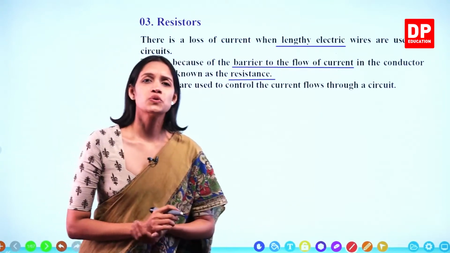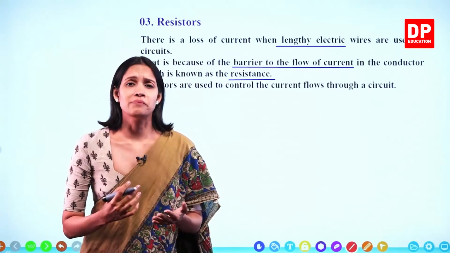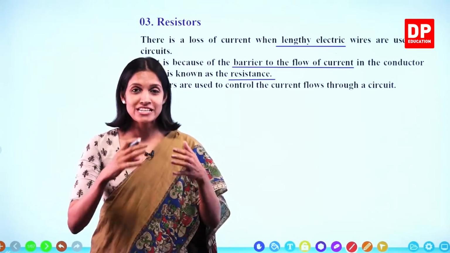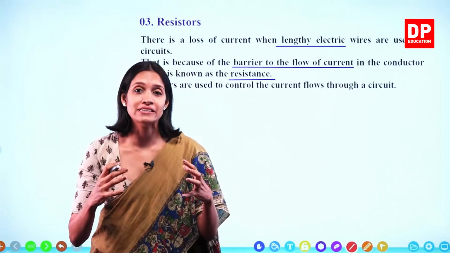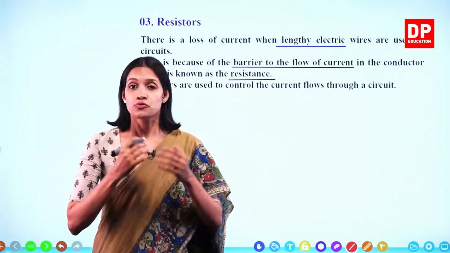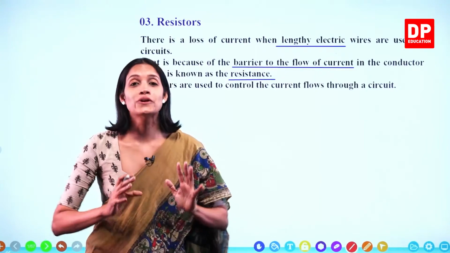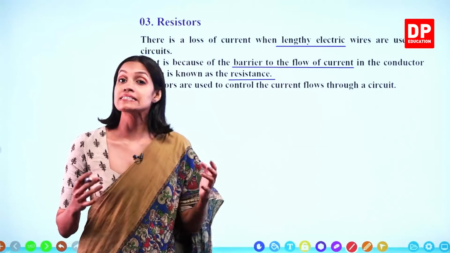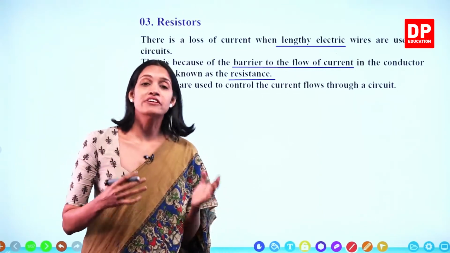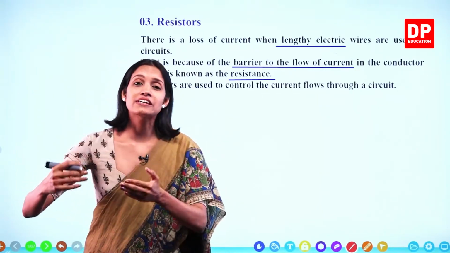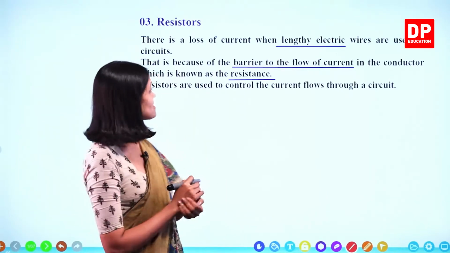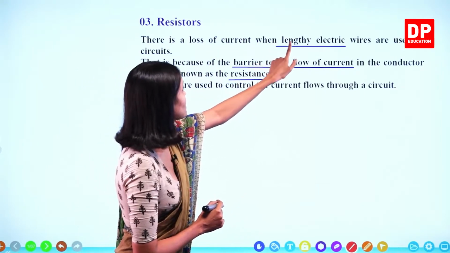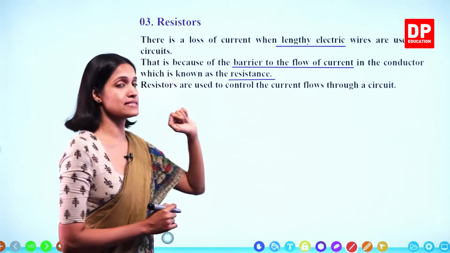Right. So what is resistance, children? Remember, even though we can't see, when an electric current flows through the circuit, there's always a barrier, a disturbance towards the flow of the electric current, and this is known as resistance. So the amount of resistance in a certain circuit depends on different factors. Length of the conductor is one factor. There's a loss of current when lengthy electric wires are used in circuits.